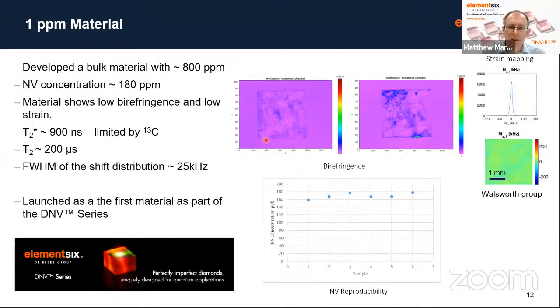Low birefringence, which obviously leads to low strain in the material. This material typically has around 900 nanoseconds of spin lifetime, which is limited by the fact that it's a natural abundance material. As I mentioned, this is the first material that we've launched as part of a series of materials called the DNB series.